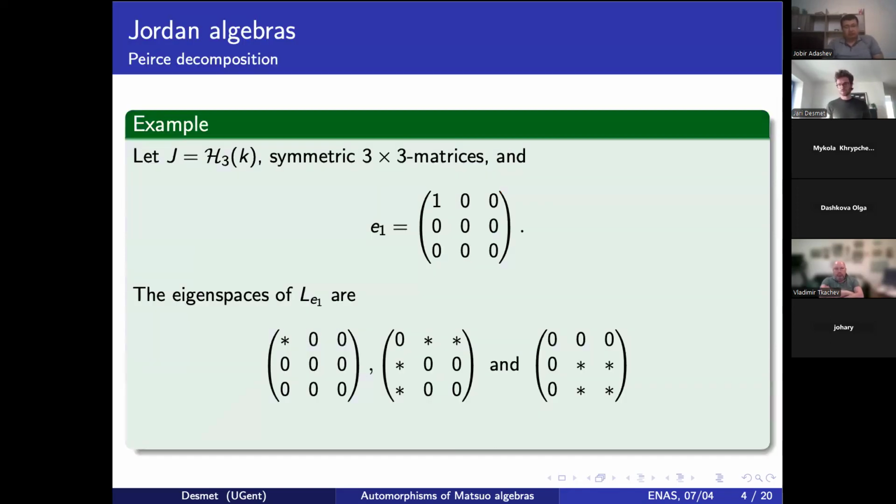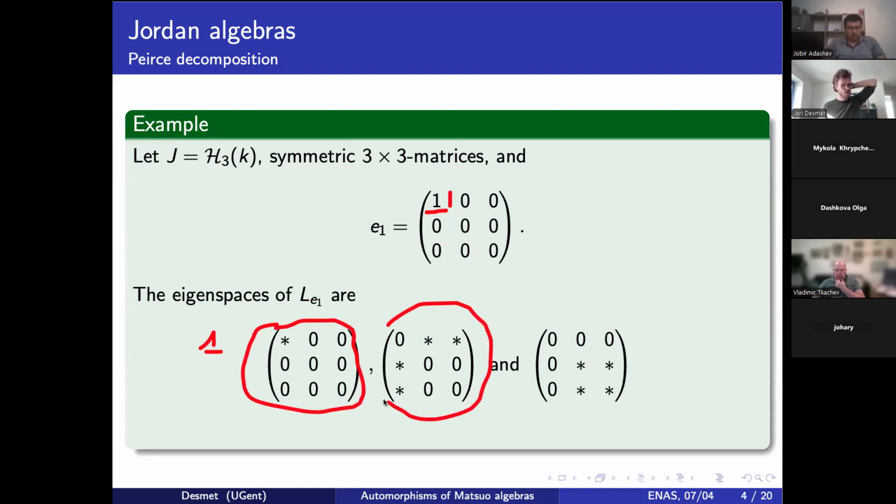Small example, suppose we take the 3x3 symmetric matrices, and we take our favorite idempotent. We know idempotents are just rank 1 matrices. My favorite one is just the 1 in the first entry and 0 everywhere else. Then it's fairly easy to see, and you can just work it out as an exercise, that the eigenvectors of eigenvalue 1 are precisely of this form. The eigenvectors of eigenvalue 1/2 will precisely be those of this form.